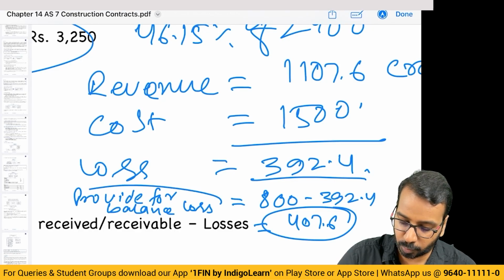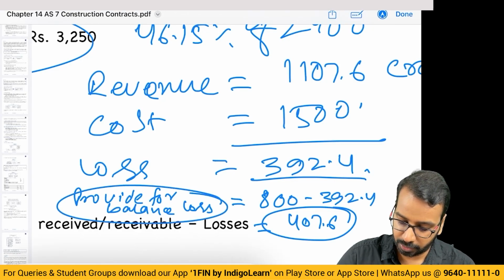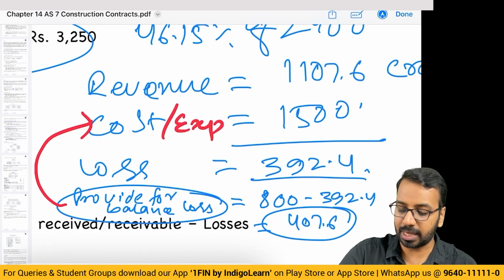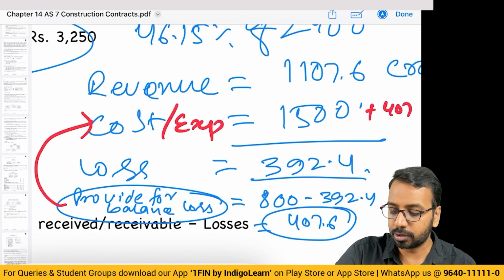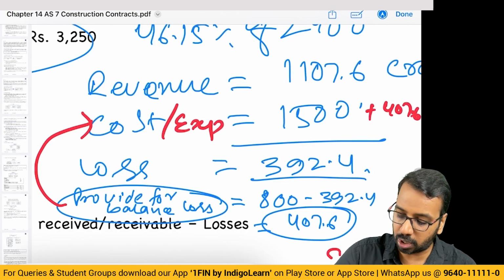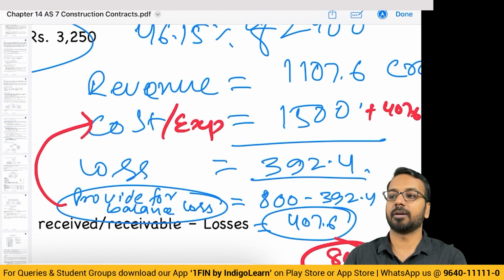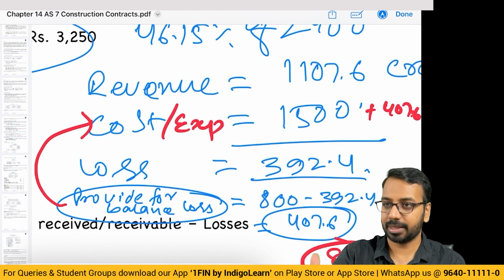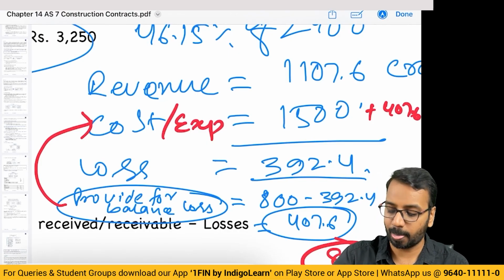407.6. This provision for balance loss, you should add it to the cost that you have incurred. So the total cost or expense will be 1500 plus 407.6. So the total loss will become 800. Okay, so that is how you have to calculate the provision for the loss to be calculated.